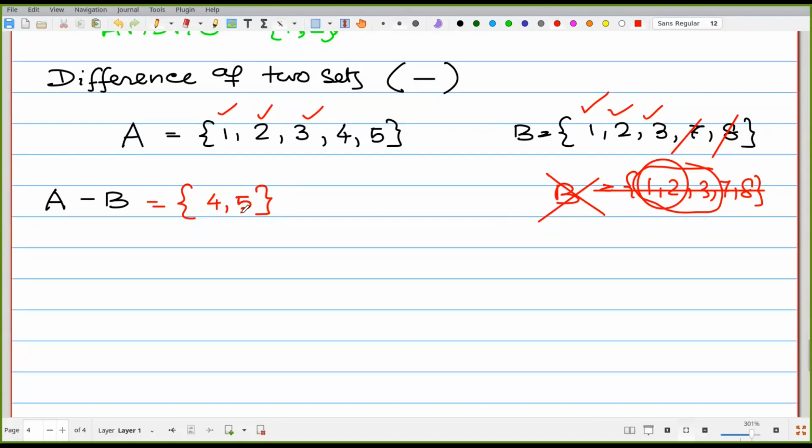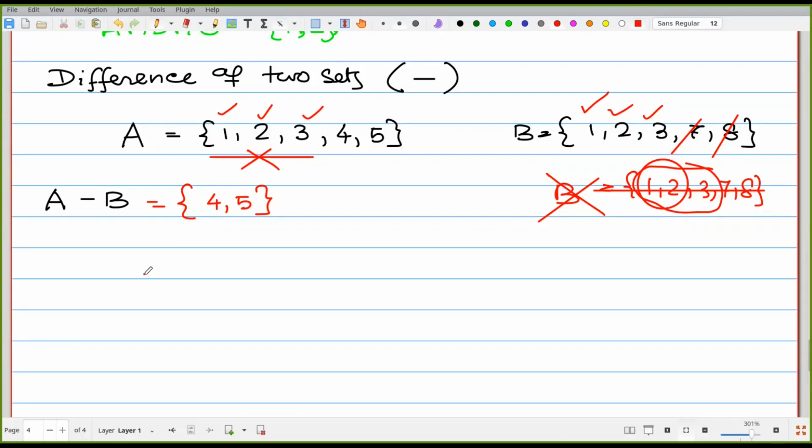So {1, 2, 3, 7, 8}: at first, remove all the elements from B, so 7 and 8 must be deleted. Then the elements which are intersected, that means 1, 2, 3, are also subtracted from set A, that means the set on the left hand side of the difference of the two sets.